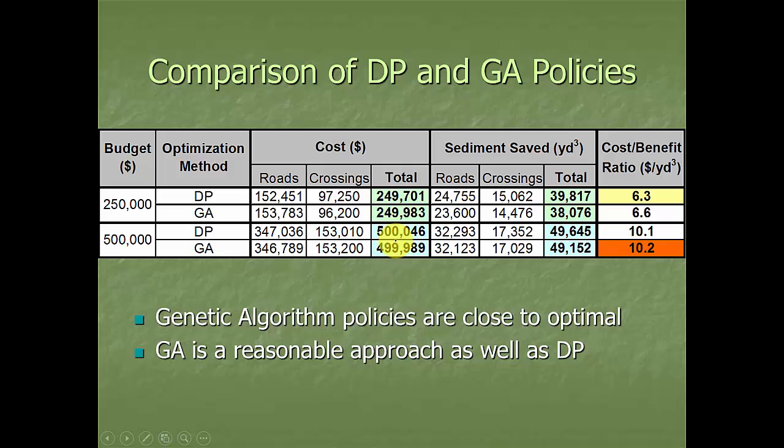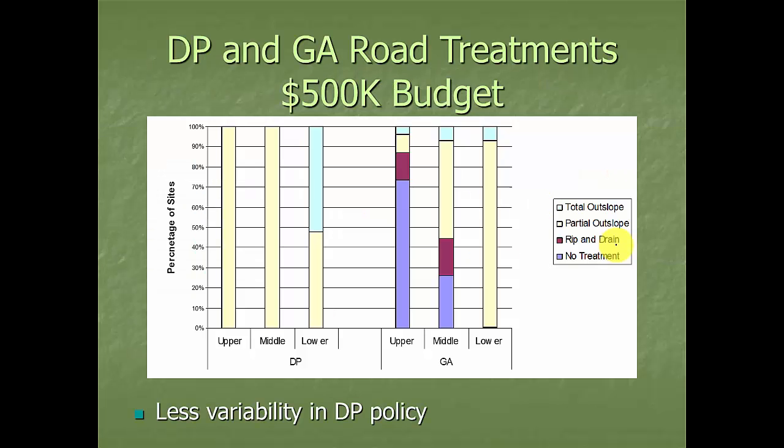Similarly, for the $500,000, dynamic programming spent a little more than the budget. And again, you can see here, these solutions are very comparable. So the genetic algorithm did pretty well. What's interesting, though, is the genetic algorithm's actual policies are a little bit more random than the dynamic program. So you can see there's a lot more variability in the genetic algorithm policy.